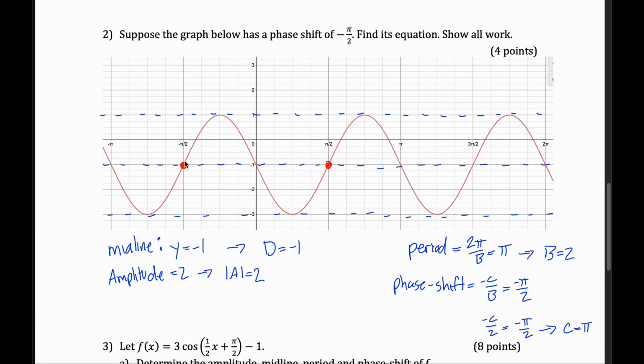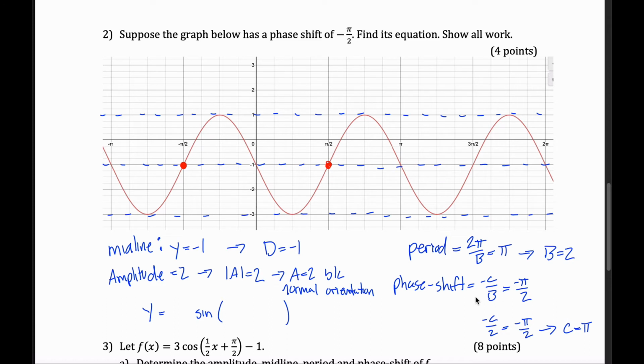Now what I want to do is go back to my starting point here and recognize that since I'm starting on the midline, I'm going to use the sine function to model this graph. And the normal orientation for the sine function is to start out by going up, which this graph does. So since I have the normal orientation, my value of a equals 2.